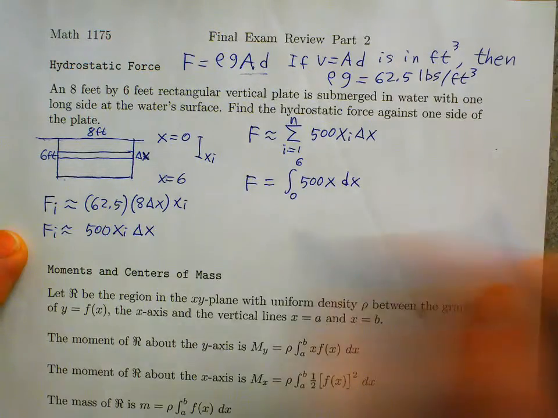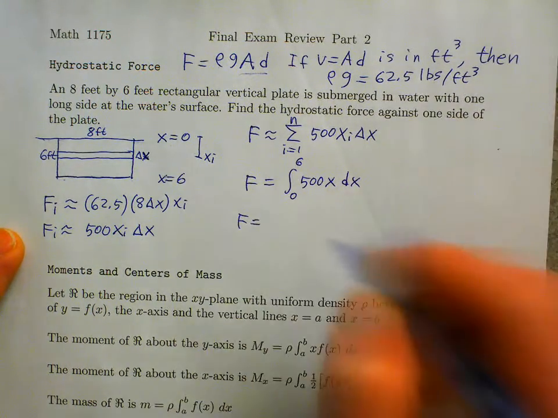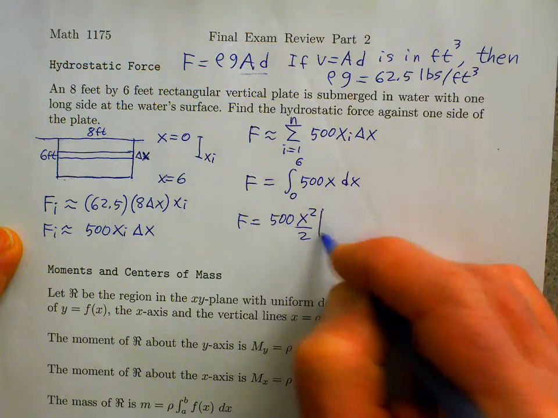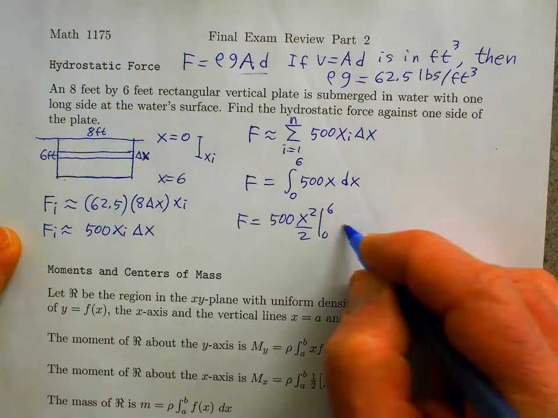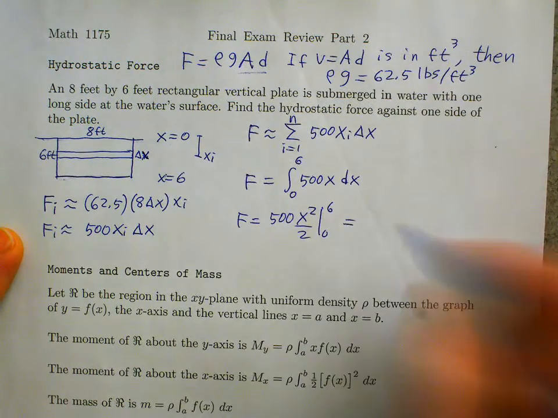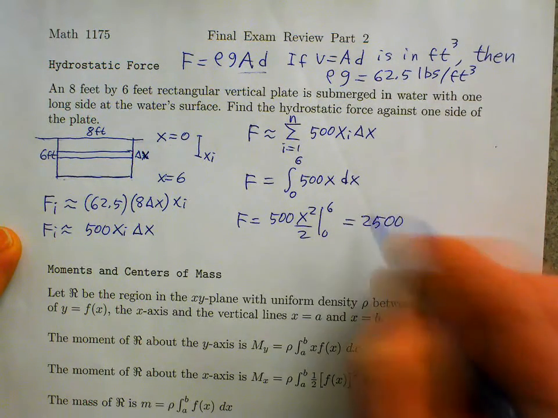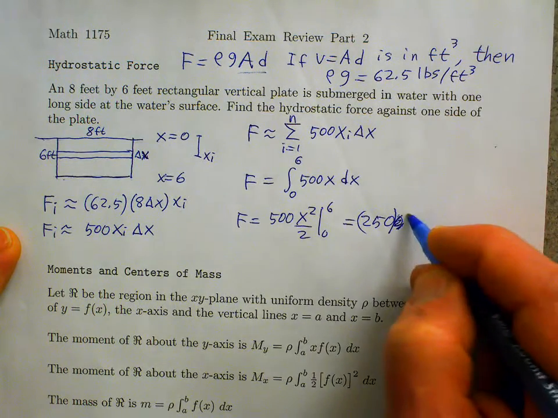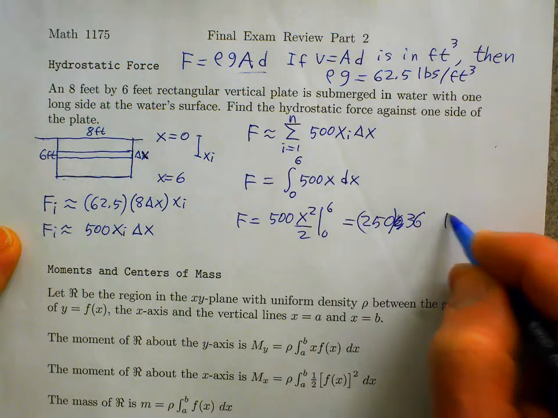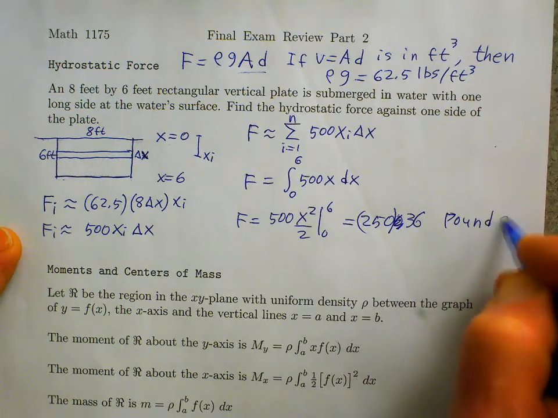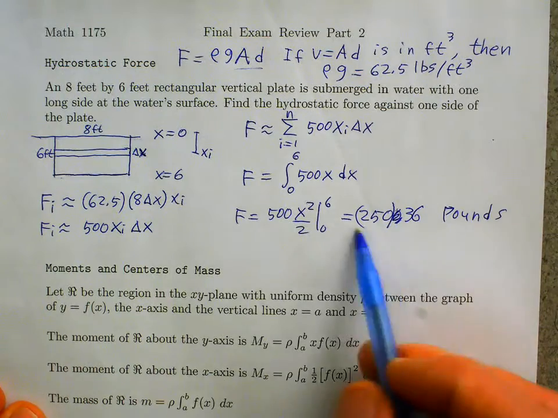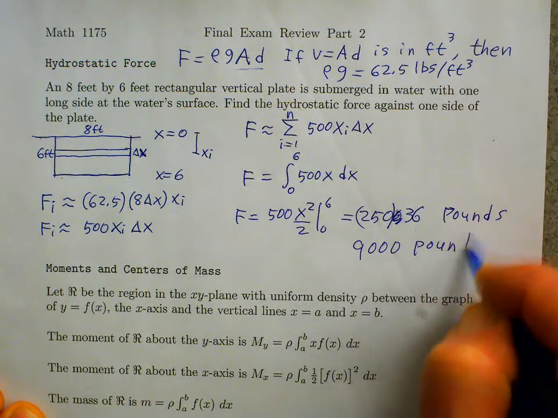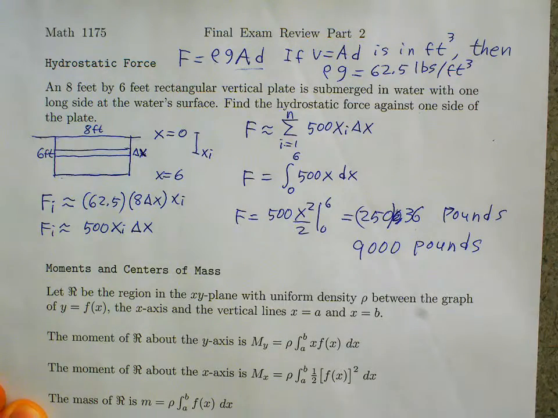So we might as well go ahead and evaluate this. So 500 times x squared over 2 from 0 to 6, or 250 times 36 pounds. So this is just 9,000 pounds. That's the hydrostatic force on one side of the plate.